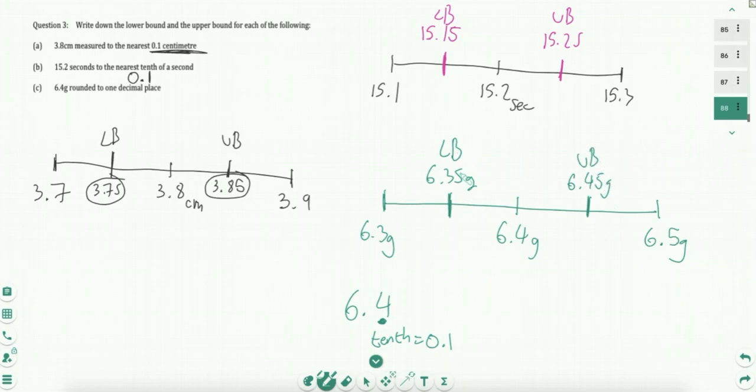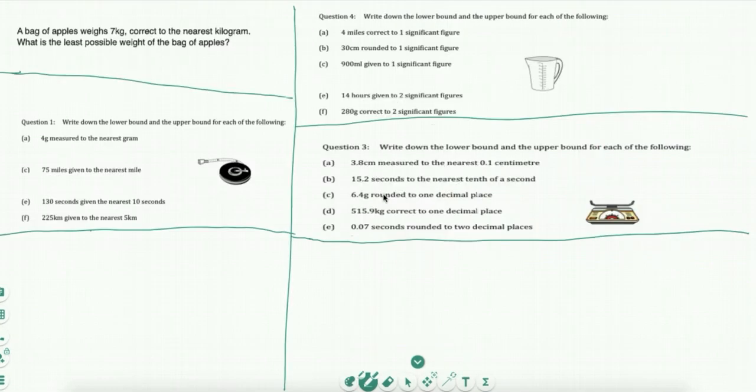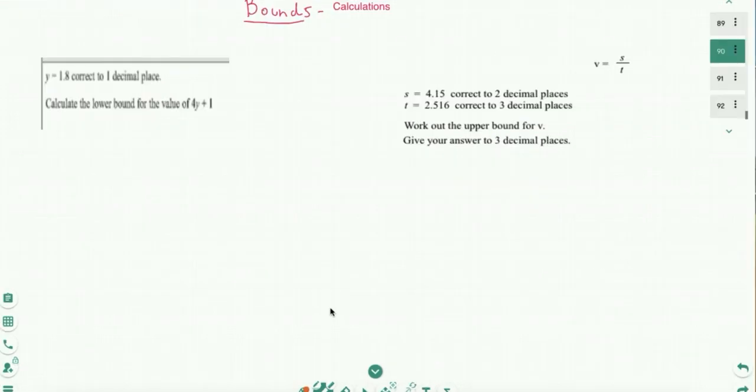All right, on the next page, I'm going to give you some work you can try. Some few questions on upper and lower bounds, just finding the bounds. The first question is a past paper question. This section here is measuring to the nearest gram, mile, seconds, and kilometers. This part here is about rounding with significant figures, and this part here is about rounding with decimal places and whatnot. Give some of these a try and let me know if you have any problems. Thanks.